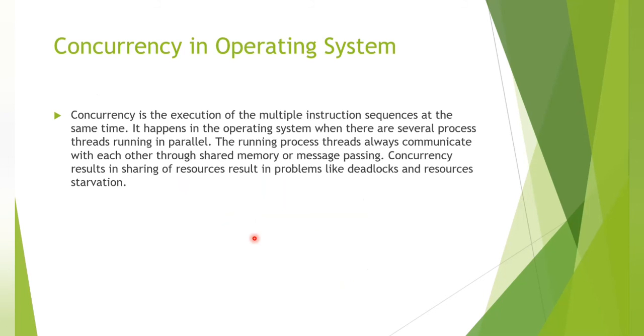So now let's look at concurrency in operating systems. Concurrency is the execution of multiple instruction sequences at the same time. It happens in the operating system when there are several process threads running in parallel. The running process threads always communicate with each other through shared memory or message passing. Concurrency results in sharing of resources, which results in problems like deadlocks and resource starvation.